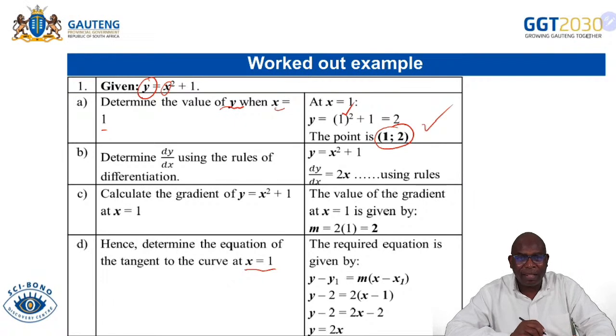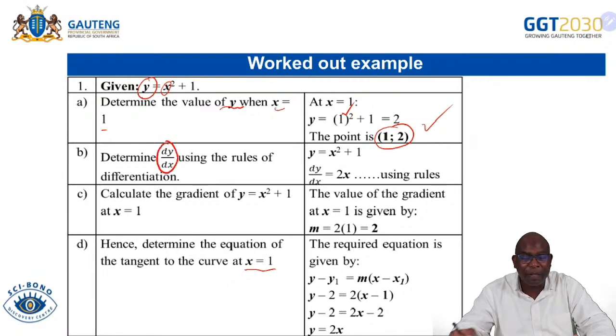Now, how do I get the gradient of a curve? What do I do? Gradient, derivative. Remember, what do I do? Find the derivative, the dy over dx, using the rules of differentiation, not the first principle, the rules of differentiation, because we have done them now. Now we take this, we find the derivative, which is going to be 2x, using the rules.